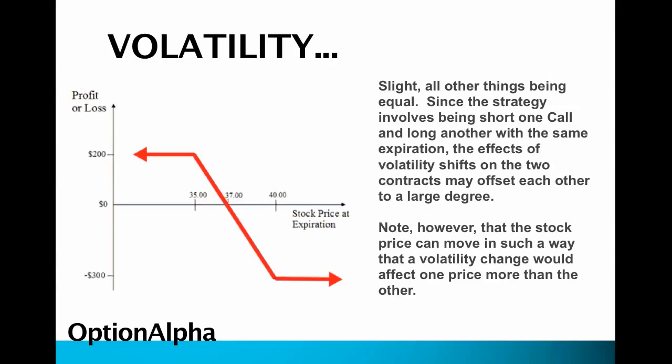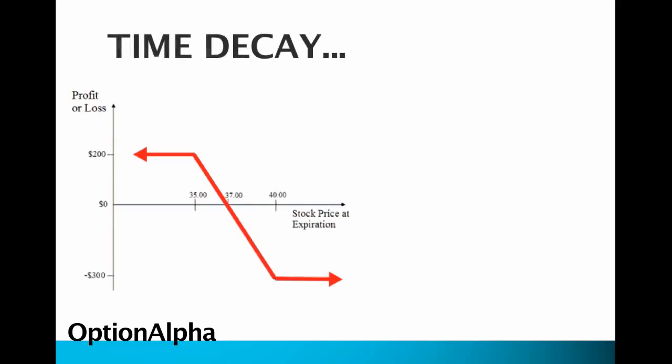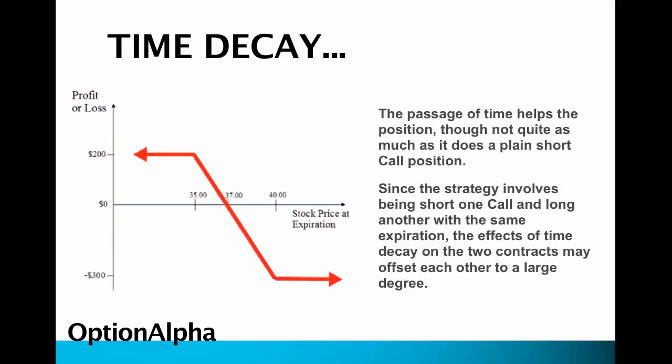However, since this is a net selling strategy and we're taking a premium, volatility overall is going to have a slightly negative impact on the strategy. Time decay is actually going to be in our favor for this strategy, since again we are a net seller of options and taking in a credit on the initial outlay. Then we actually want the options to decay in value and become worthless.